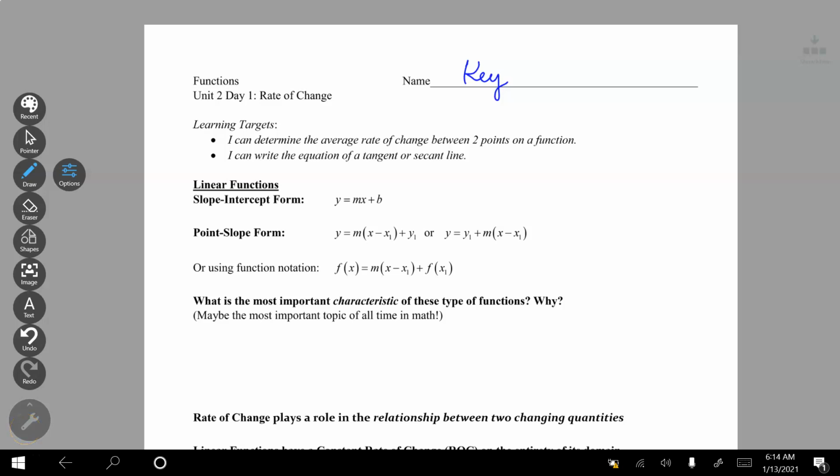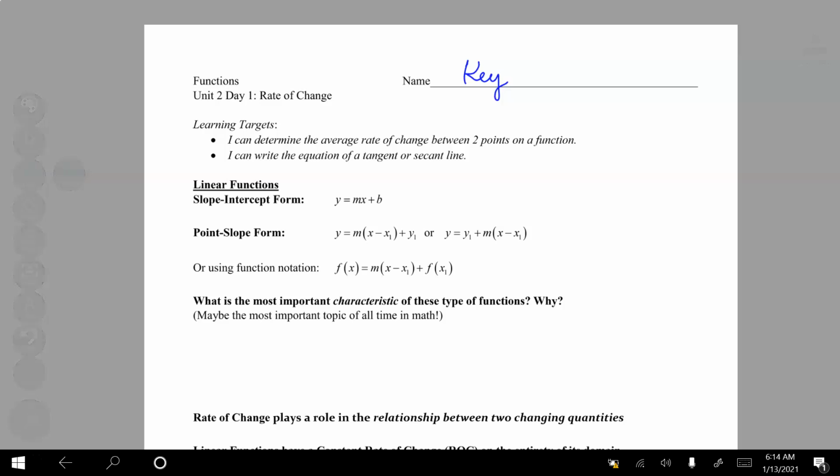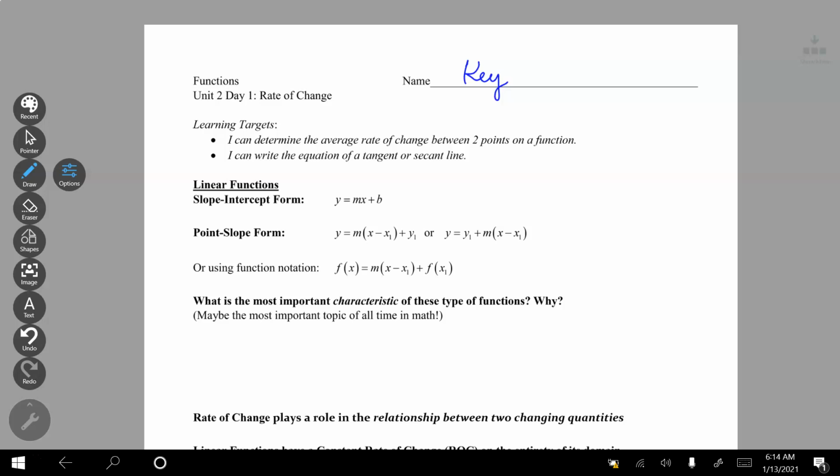Okay, class, welcome to Unit 2. The first day we'll talk about rate of change. So my learning targets for today are figuring out how I can determine rate of change and writing equations of tangent or secant lines. So the first idea is going back to linear functions.